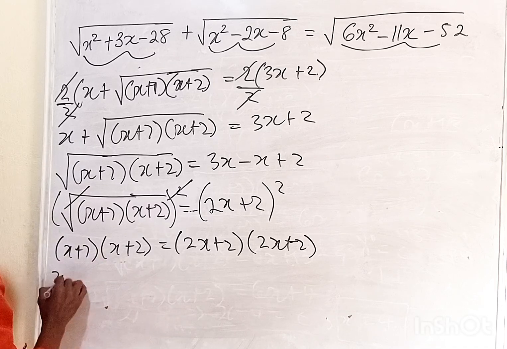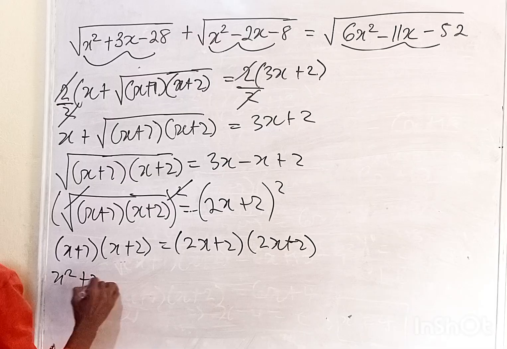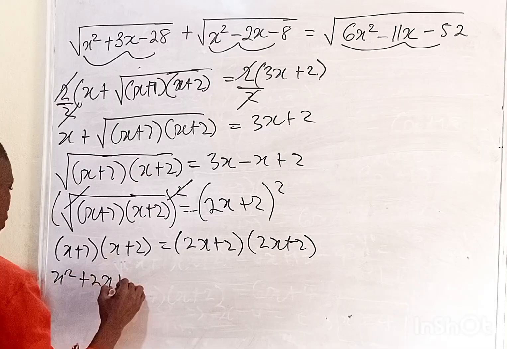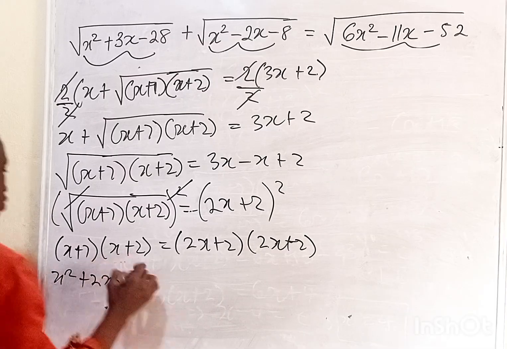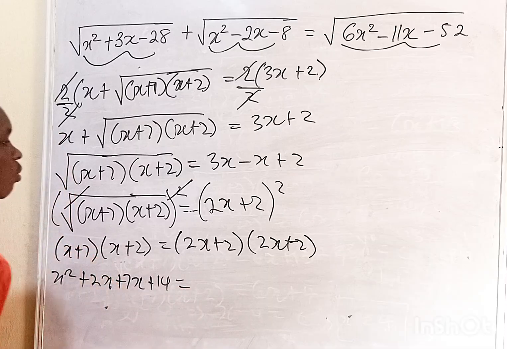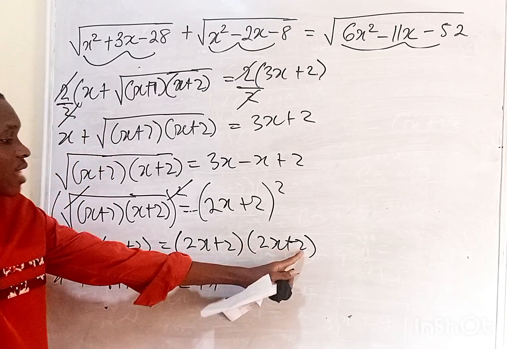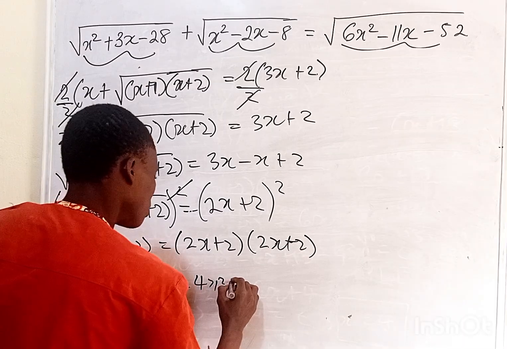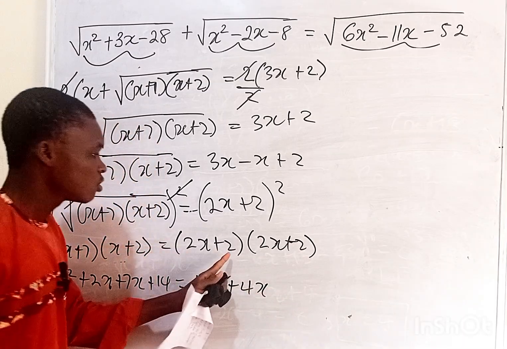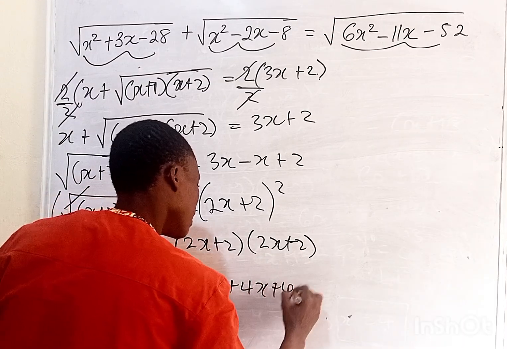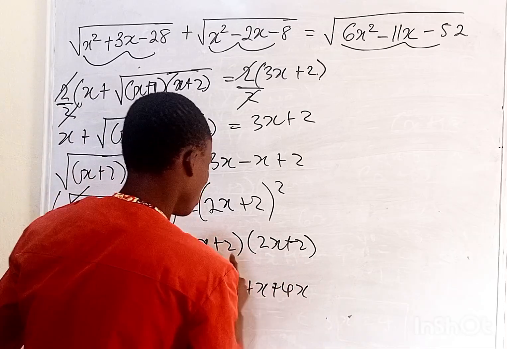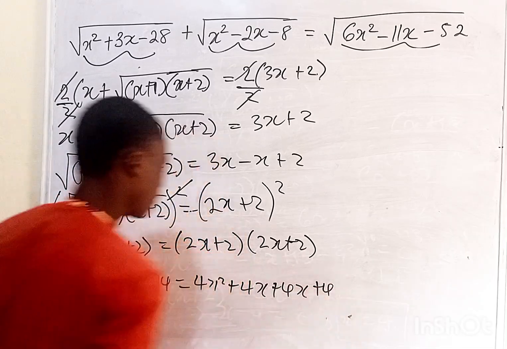x times x gives us x squared. x times 2 gives us plus 2x. 7 times x gives us plus 7x. 7 times 2 here gives us plus 14. Equals 2x times 2x gives us 4x squared. 2x times 2 gives us plus 4x. 2x times 2 gives us plus 4x. 2 times 2 here gives us plus 4.